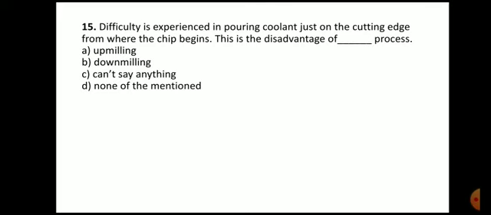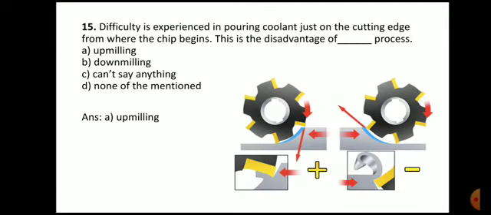Next question. Difficulty is experienced in pouring the coolant just on the cutting edge from where the chip begins. This is the disadvantage of process. Upmilling, downmilling, can't say anything, none of the mention. So the answer is upmilling. So in case of upmilling, we cannot pour the coolant on the cutting edge from where the chip begins.